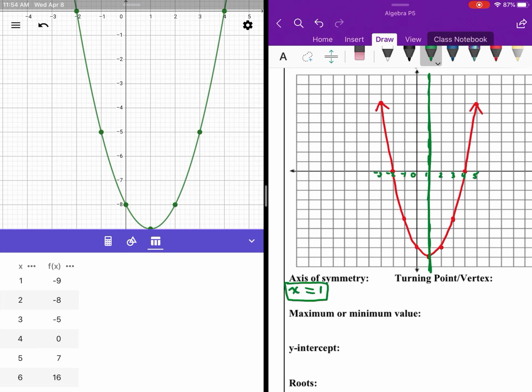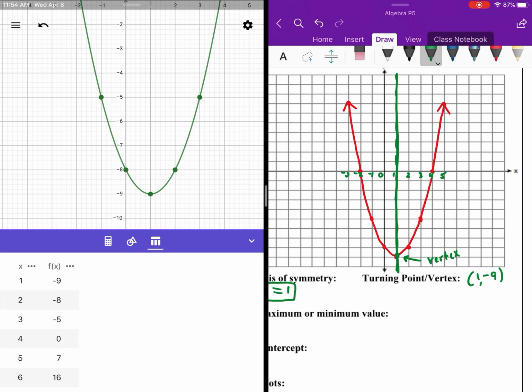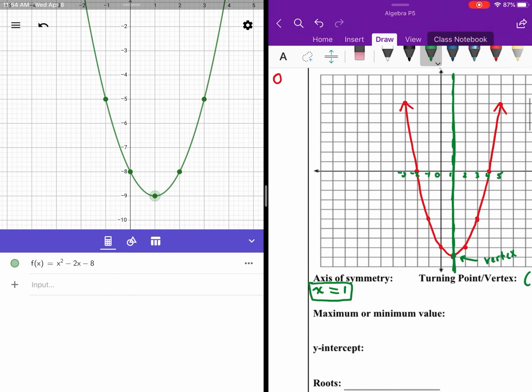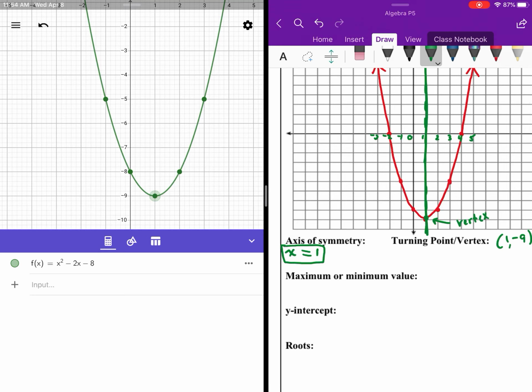The turning point, or the vertex, that's not new. The vertex is the point that's all the way at the bottom over here. This is called the vertex, which is also known as a turning point. And that is the coordinate 1, -9. And you'll notice if I go to GeoGebra over here, I could tap that point and it says 1, -9. Is that a maximum or a minimum value? Well, the point is at the bottom of the curve, so that makes it a minimum.